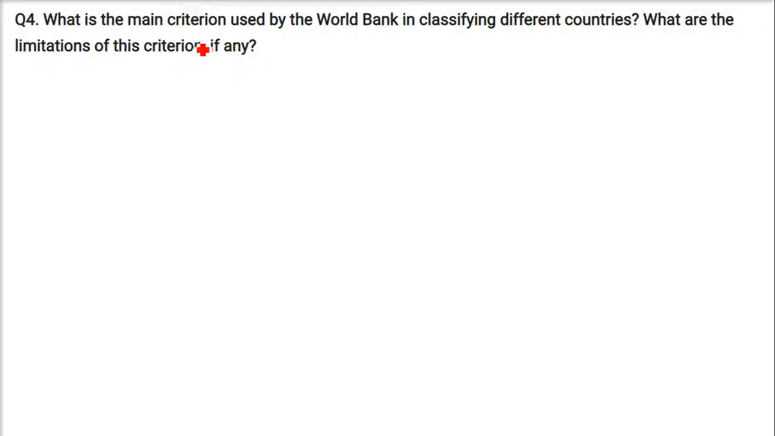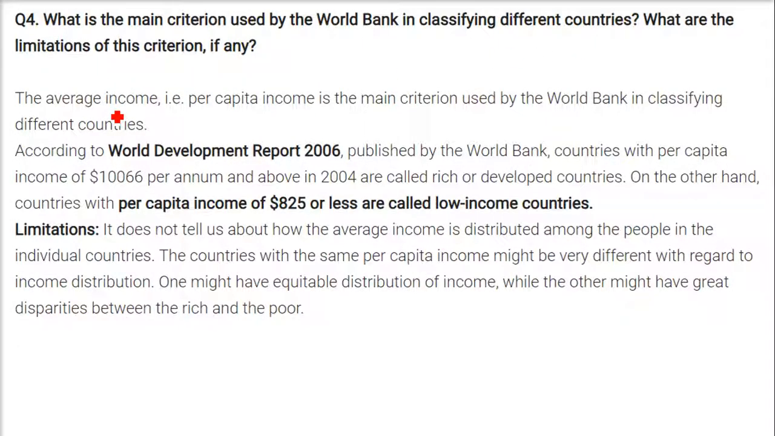What is the main criteria used by the World Bank in classifying different countries, and what are the limitations of this criterion, if any? So the average income, that is the per capita income, is the main criteria which is used by World Bank in classification of different countries. According to the World Development Report 2006, which was published by World Bank, the countries with per capita income of $10066 per annum and above in 2004 are called rich and developed countries.